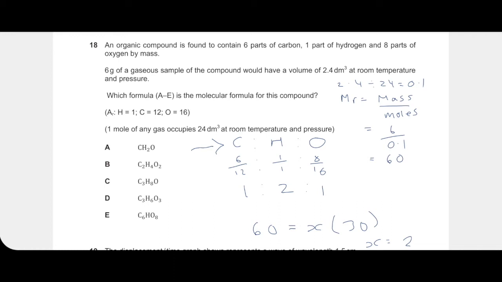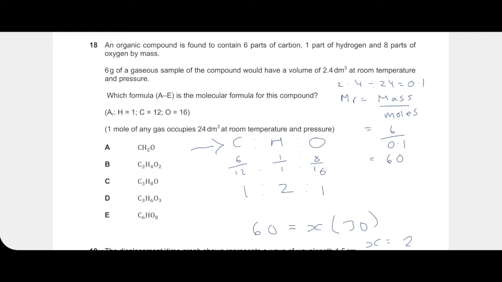So to work out the moles, we get 2.4 divided by 24, which is equal to 0.1. Therefore, the compound is 0.1 moles. Now we could use the formula Mr is equal to mass over moles to work out the Mr. So we substitute the mass, which is 6, and the moles, which is 0.1, and the Mr is equal to 60.